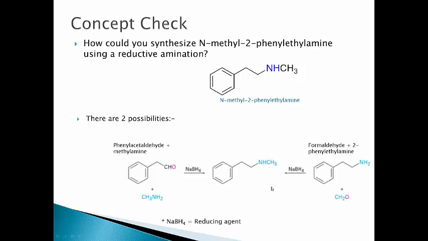Okay, another possible way is to use this as your carbonyl, and then bringing in this group here, so formaldehyde and phenethylamine, but probably not the best. Okay, so generally you have your carbonyl on the larger group, but you work with whatever you have in the lab at the time.